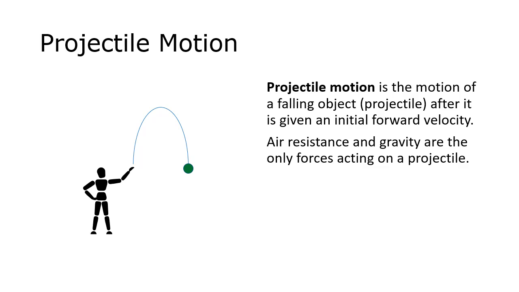A thrown ball follows a curved path. The combination of an initial forward velocity, and the downward vertical force of gravity, causes the ball to follow a curved path. Air resistance and gravity are the only forces acting on a projectile. And if the horizontal velocity of the ball is small enough, air resistance is negligible. Projectile motion is a falling object's motion after it is given an initial forward, horizontal velocity.